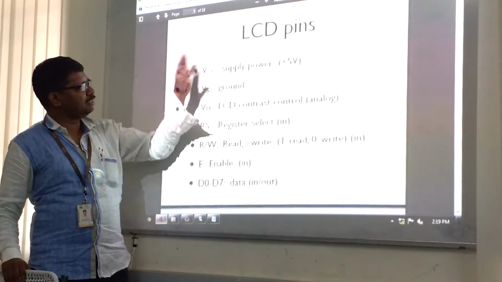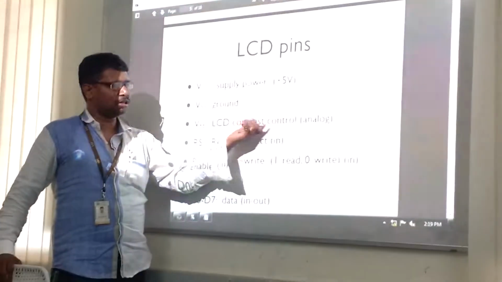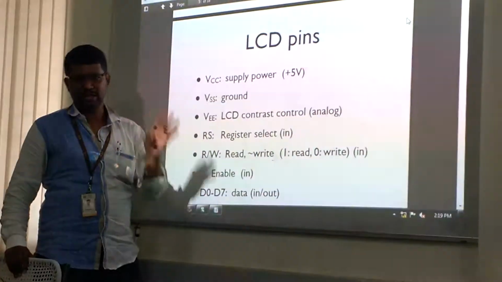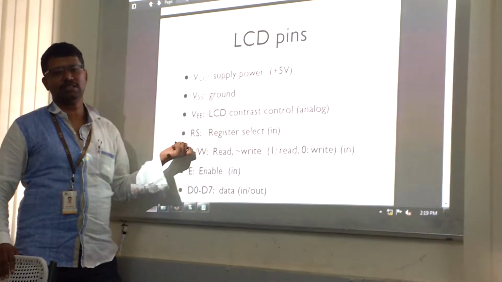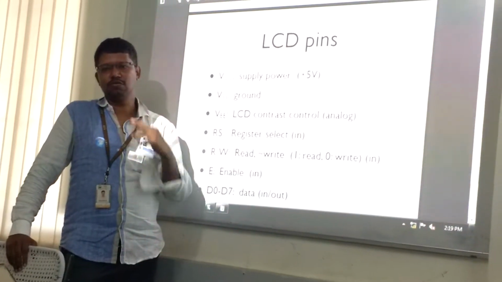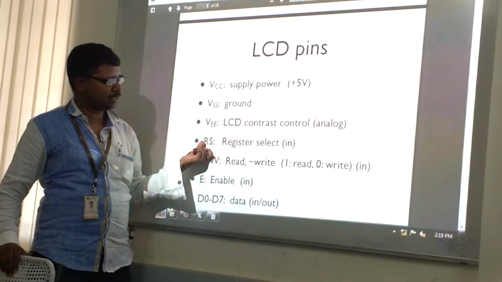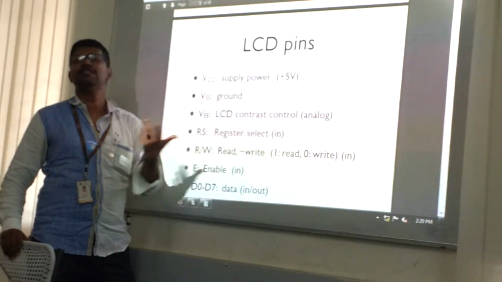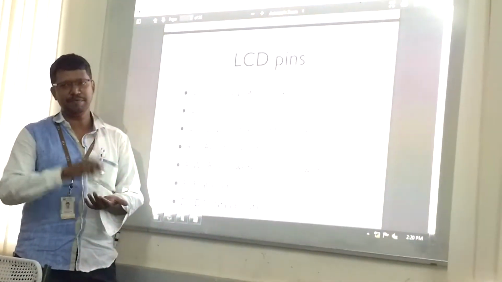So what are the specifications? A 5 volt power supply has to be there, and we have the contrast controller, analog in nature. Its role is to adjust the display effect. And then we have the register select. Its role is to decide whether we are going to load the information to the control word or to the data. So data register or control register will be decided based on the register select. Then read or write. If it is a touch screen, like all our mobile phones with LCD display which have a touchscreen effect.